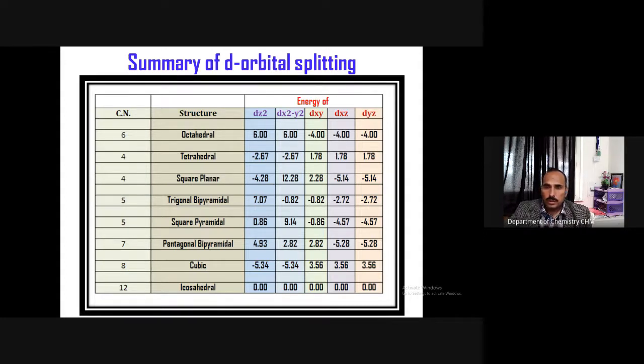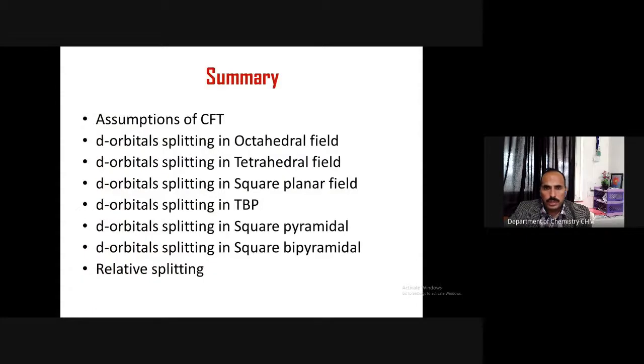Okay, so I hope I was able to make it clear what the assumptions of the crystal field theory are. Then d-orbital splitting: octahedral, tetrahedral, square planar, trigonal bipyramidal, square pyramidal, square bipyramidal, right, and relative splitting. This is very important as far as the crystal field theory is concerned. You need to understand, especially at the graduation level or master's level, most of the geometries, not just octahedral and tetrahedral.